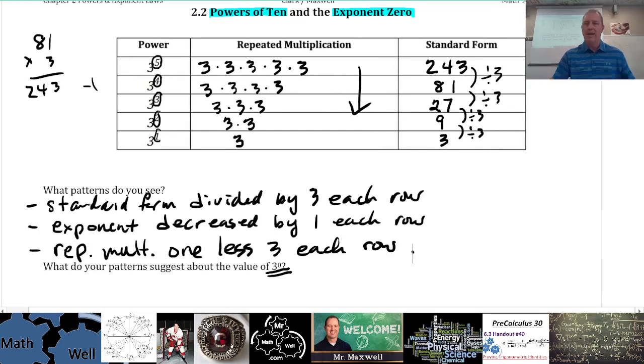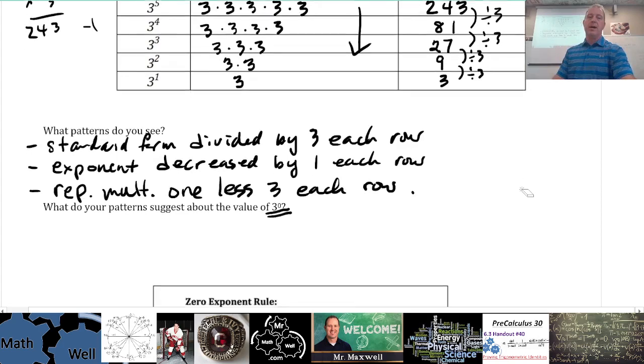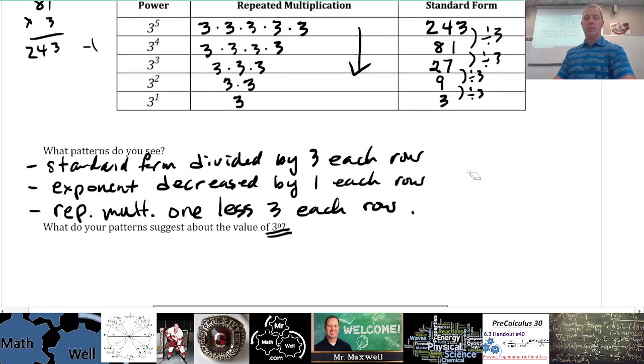All right, so once again, we said that each standard form of the number gets divided by 3 each row as we go down. The exponent on the far left side of the power gets decreased by 1 each row we go down. And the repeated multiplication always has 1 less 3. Okay, so we're going to be able to use these patterns now to figure out what happens with 3 to the power of 0. So let's put it all together.